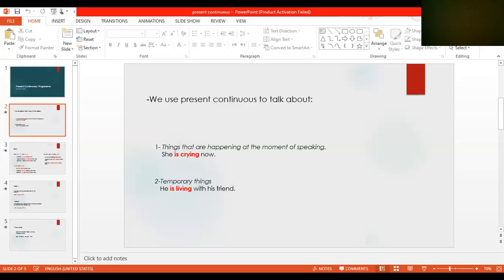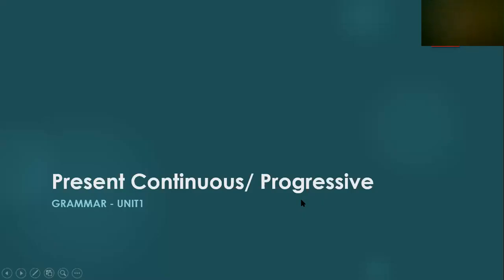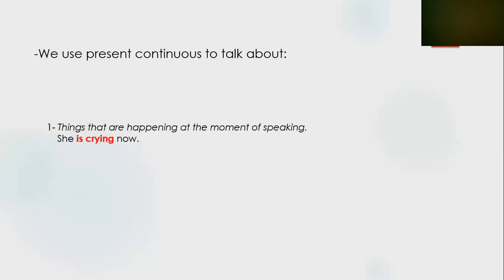So let's now see how we can use the present continuous in our daily life, how we can use it to talk about the things that are happening with us. The present continuous, or the present progressive, it could be called by both names. We use the present continuous to talk about what? First of all, the things that are happening at the moment of speaking, the things that are happening now.